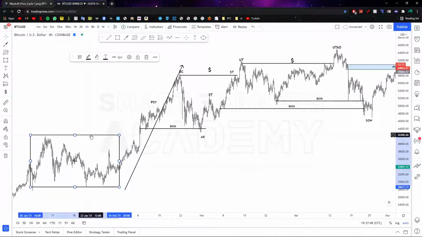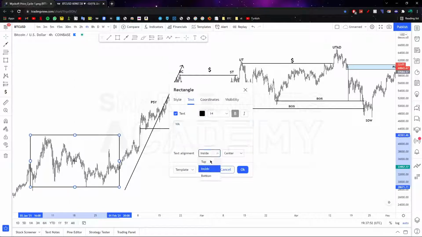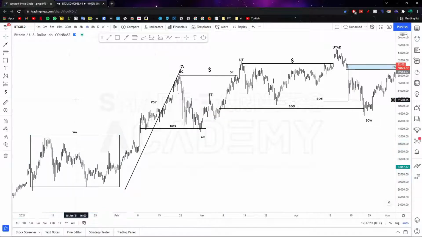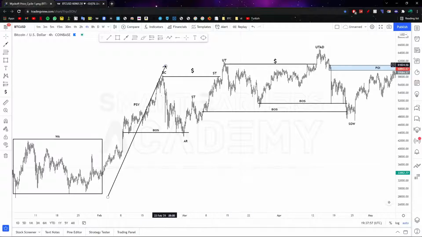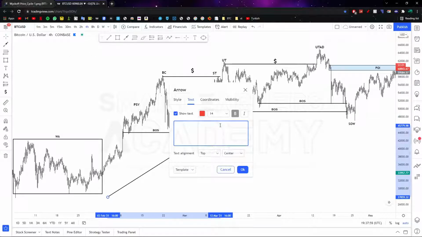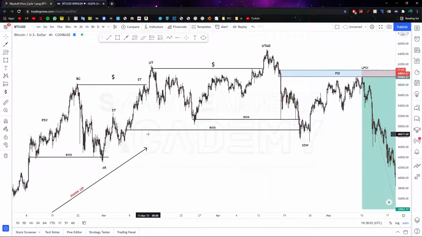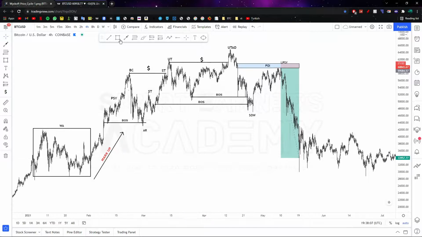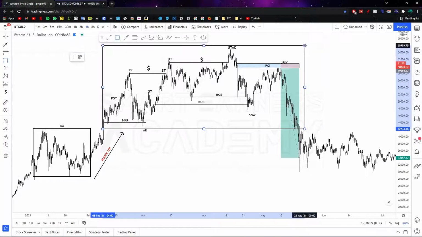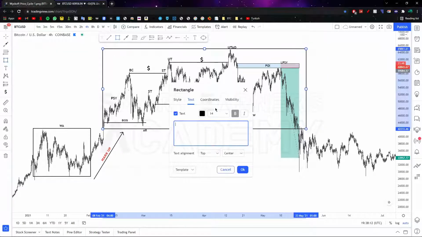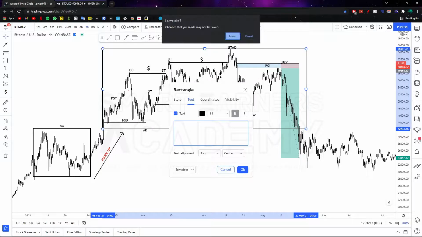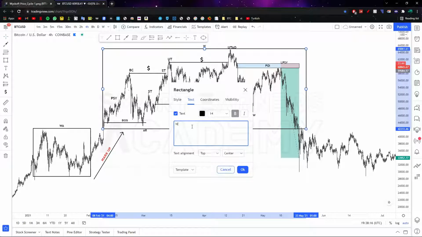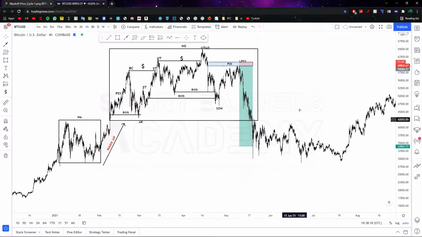And I'll just move this to the top. Bear with me. So that is our Wyckoff accumulation. And then we have our mark up, so I'll move to the upside, followed by our massive distribution, which we broke down in the previous episode. I'll just name this WD, Wyckoff distribution.